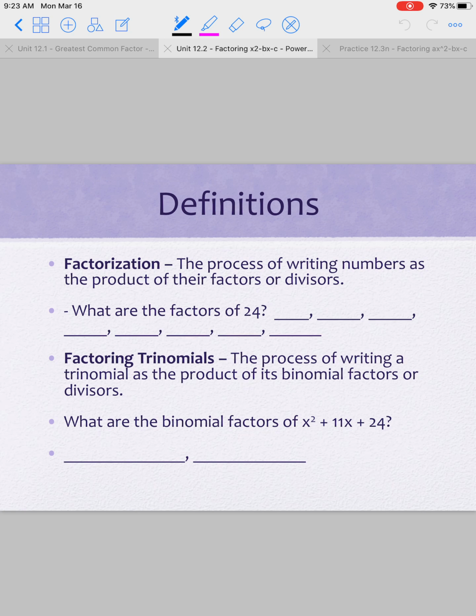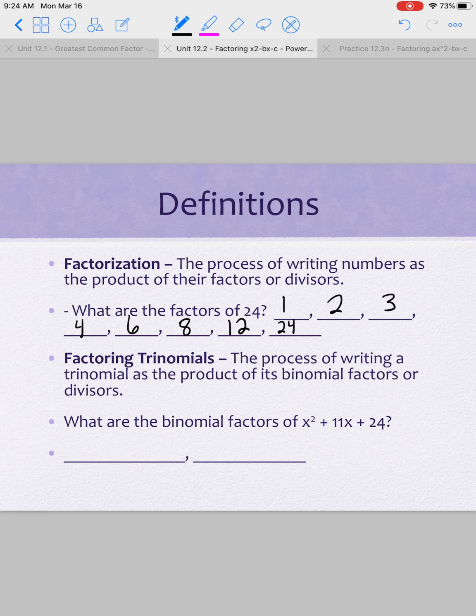Now some definitions. Factorization is the process of writing numbers as the product of their factors or divisors. So what are the factors of 24? We know for factors of any number, you're going to have 1 and itself. So I have 1 and 24. It's an even number, so I have 2 and 12, 3 and 8, 4 and 6. Those are all the factors of 24.